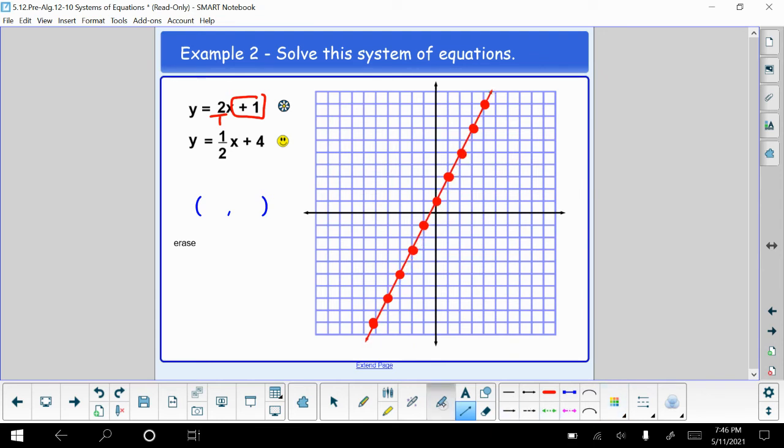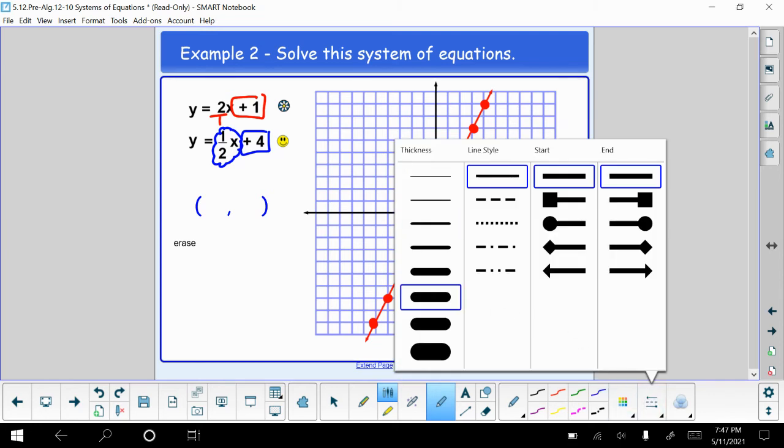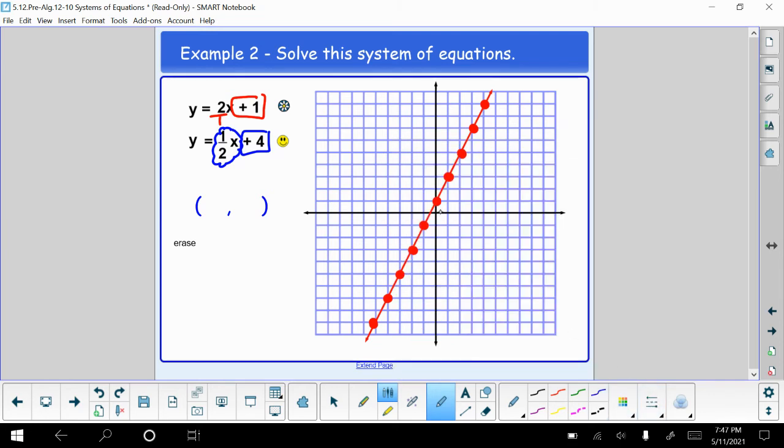Draw a lovely blue line and continue onward. y equals 1/2 x plus 4, positive 4 being the y-intercept. Slope is 1 to 2. So positive 4: if x equals 0, y equals 4, which will be straight on the y-axis.